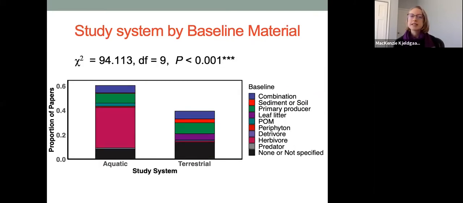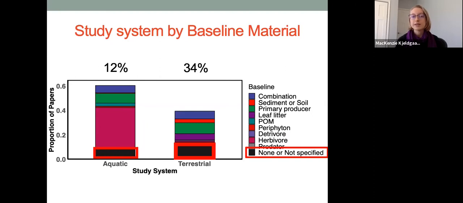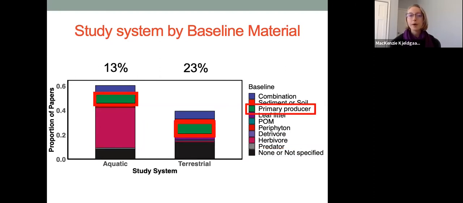Likewise, we see something similar with the baseline material. Authors focused on aquatic ecosystems tended to use herbivores as a baseline, whereas those focused on terrestrial ecosystems had none or not specified, often because they were using statistical analyses or primary producers.